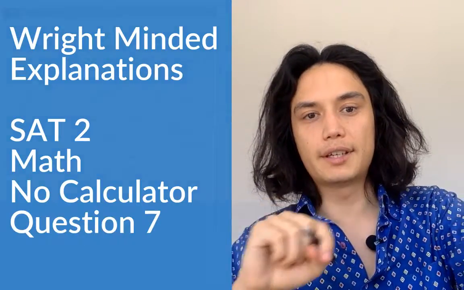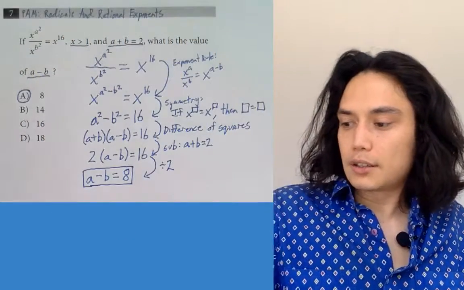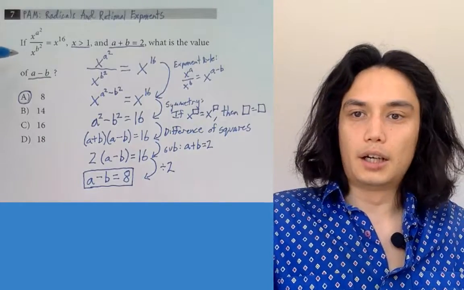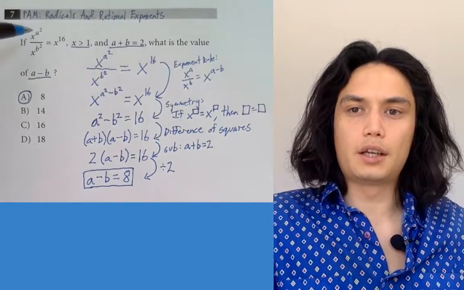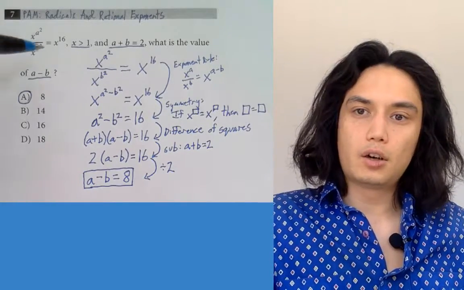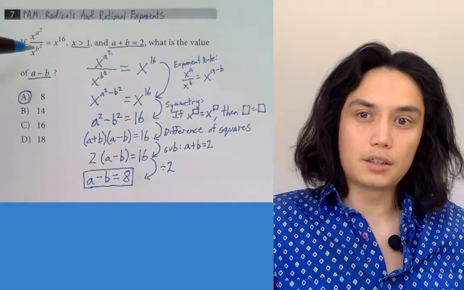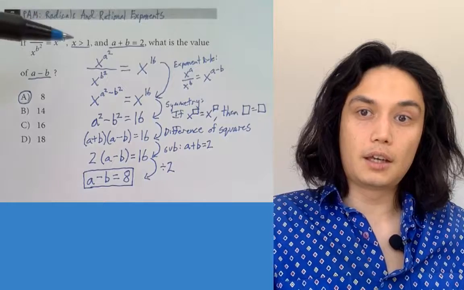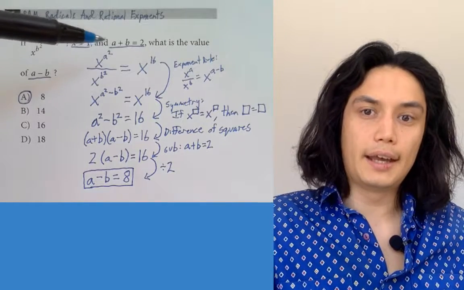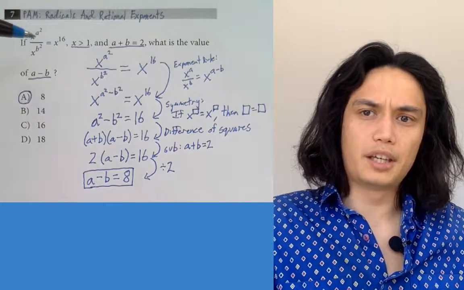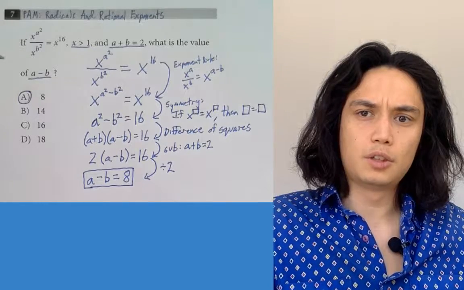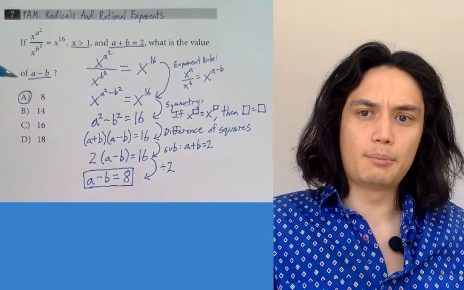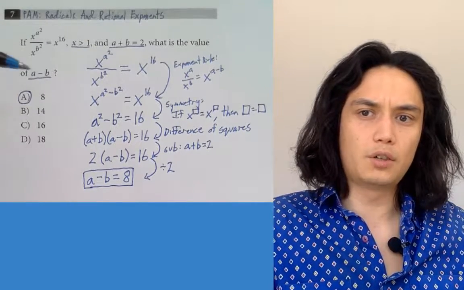Question number 7. Here they say, if x to the a squared over x to the b squared equals x to the 16, and if x is greater than 1, and a plus b is 2, what is the value of a minus b? We're ultimately going to try to solve for a minus b.